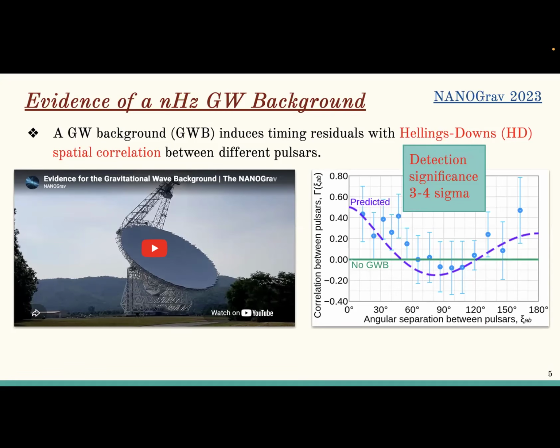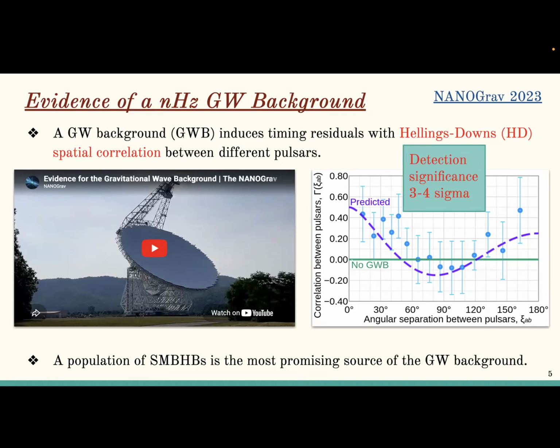The detection significance of this correlation is as of now 3 to 4 sigma, but as we have more and more data, this should increase with time. Now, what is the source of this background that we have detected? A population of supermassive black hole binaries emitting gravitational waves, and the incoherent superposition of those gravitational waves, is expected to be the most promising source of this gravitational wave background.